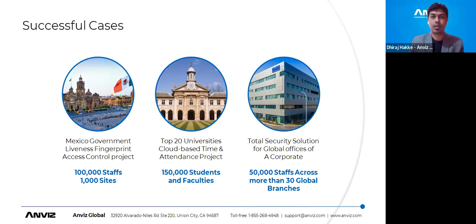The second one is where we have covered top 20 universities, where we have provided a cloud-based time attendance solution. And it is implemented for 150,000 plus students and faculties, where we are controlling their attendance through our solution. Apart from that, we have major customers in corporates and other things, where we are providing the total security solution for corporate offices, where we are controlling the access of 50,000 staffs across 30 plus global branches. So these are a few successful case studies.